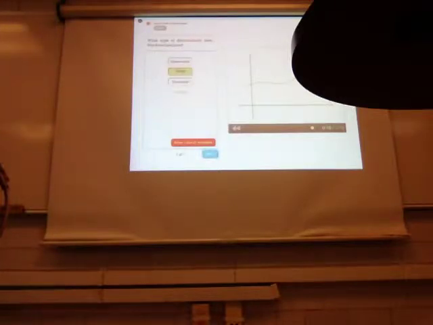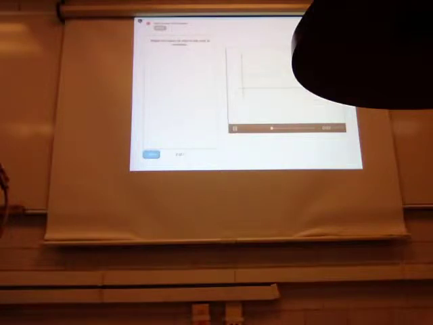Okay. Right. This is called a jump discontinuity. Now, which of these three graphs appears to be the derivative of our discontinuous function over here?